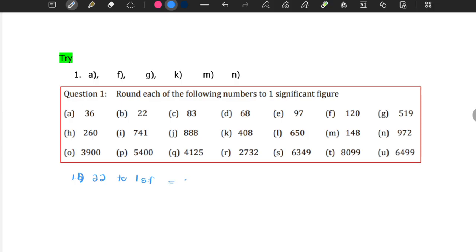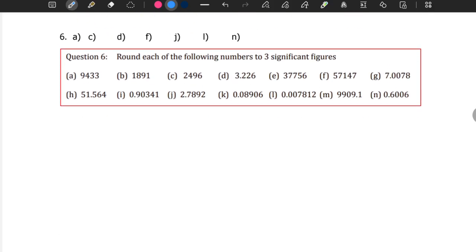That's going to be 20 because 2 is less than 5. Or I can also try number 1, let's say S, 6,349 to 1 significant figure. Again, my first significant figure is 6, so I look at 3. That means we have to round down because it's less than 5. So that means 6,000, and the rest becomes zeros.